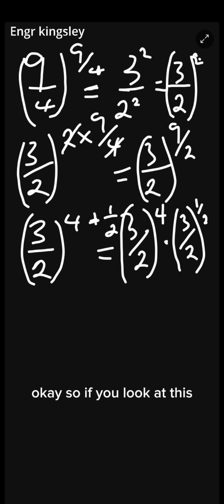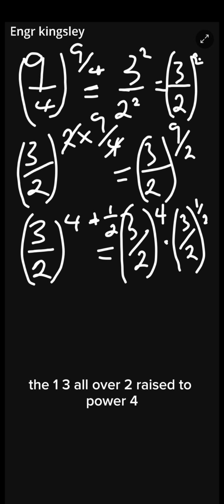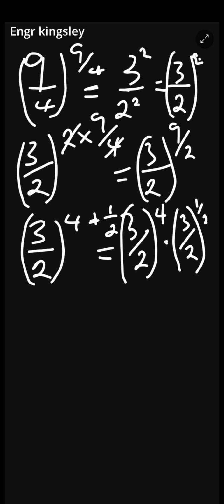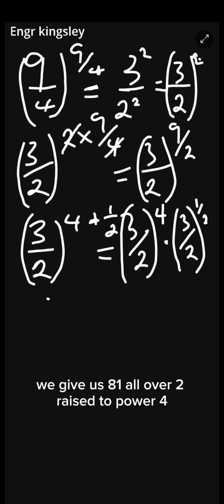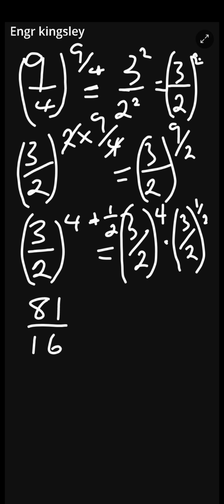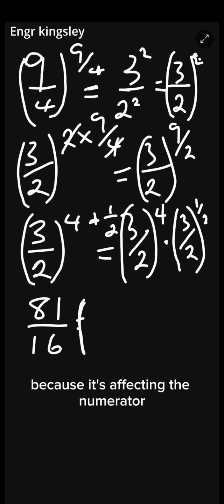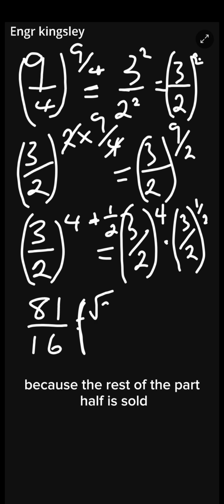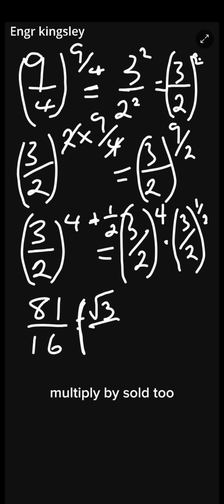So if you look at this, with 3 all over 2 raised to the power 4, you discover that the power 4 is affecting the 3 and affecting the 2. So it becomes 3 raised to the power 4, which is 3 times 3 times 3 times 3, giving us 81, all over 2 raised to the power 4 at the denominator, which gives me 16. This is multiplied by, please listen, 3 all over 2 raised to the power half, which is root 3 all over root 2, because it's affecting the numerator and the denominator. So I will have root 3 here, because raised to the power half is root, multiplied by root 2.